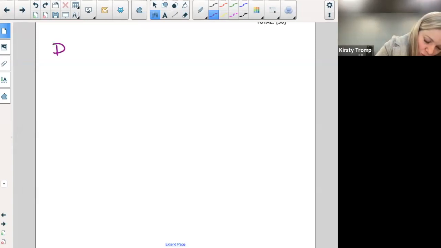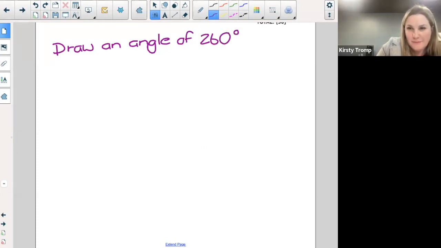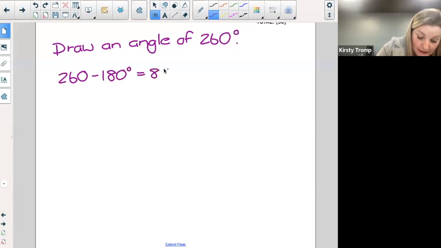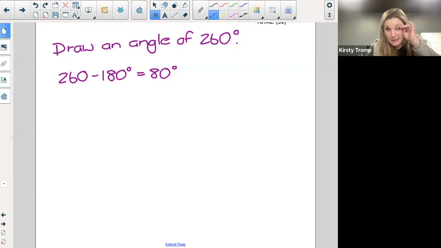So let's say they say, draw an angle of 260 degrees. All right, so a challenge. Well, you know that a protractor only measures up to 180 degrees. So you would have to say 260 minus 180 gives me 80 degrees. So that's the first thing you would need to say: 260 minus 180 gives me 80 degrees.